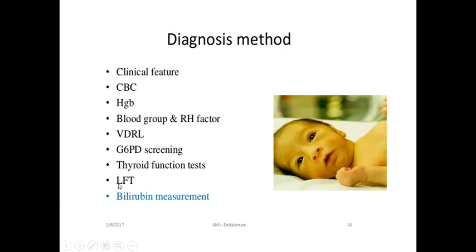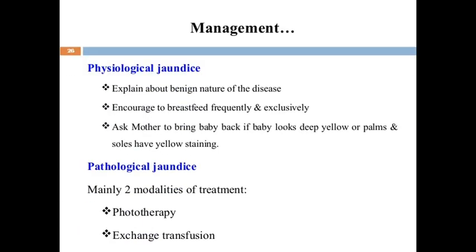Next, you have to do liver function tests to see how the baby's liver is working. And also, you have to keep checking the blood bilirubin level, because in pathological jaundice, the bilirubin levels will be increasing. It keeps on increasing, so it's dangerous. So when the baby is on treatment, you have to keep checking the bilirubin level to make sure that the baby's condition is improving and the bilirubin counts are not rising further. So this is the management of jaundice.